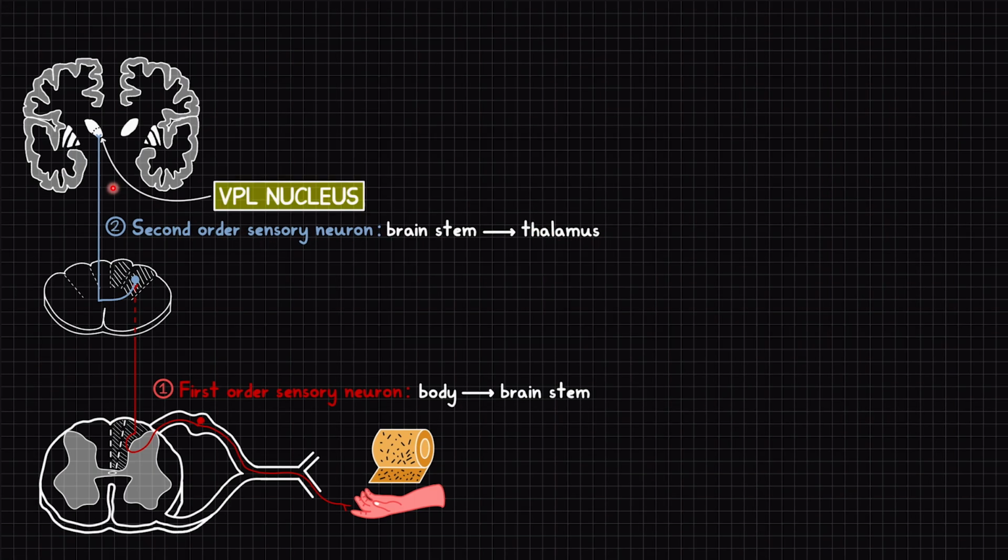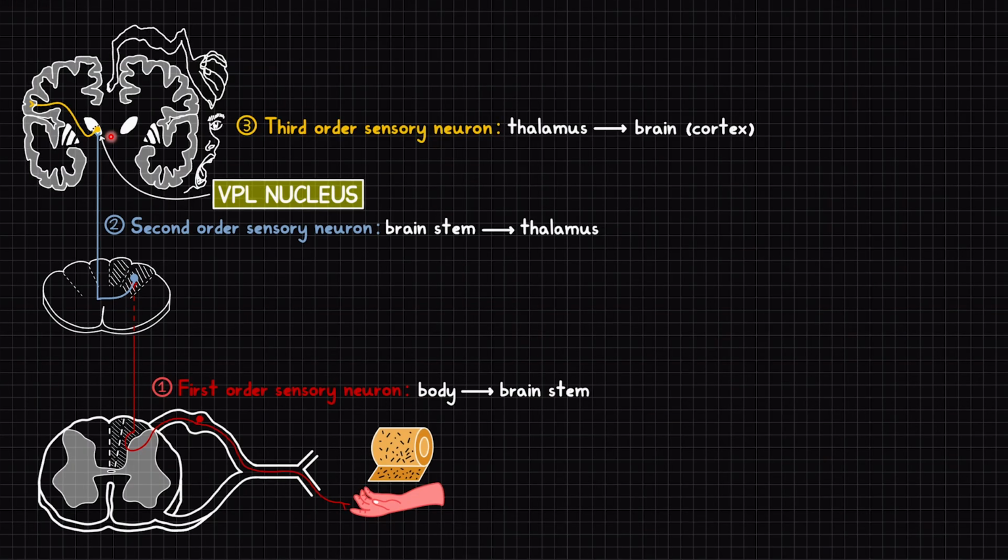Now, the second order neuron projects to a very specific part of the thalamus called the ventral posterolateral thalamic nucleus, otherwise known as the VPL for short. At the VPL of the thalamus, my second order neuron will synapse with my third order neuron, which is drawn in yellow. This third order neuron will then project to my primary somatosensory cortex from the VPL.